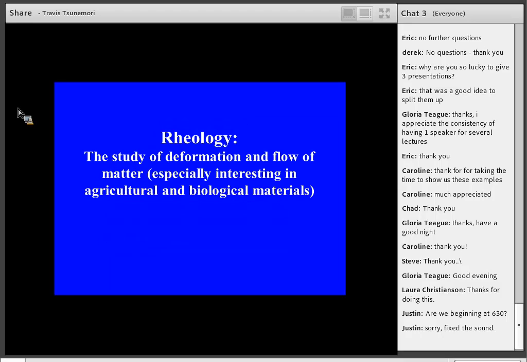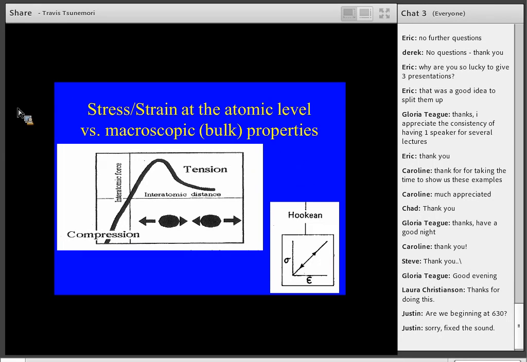So rheology is the study of deformation and flow of matter. And so it is simply what happens to materials as they are subjected to forces and flows. And of course, it's very interesting in biomaterials. So at the atomic level, when you squeeze two atoms together, you see that compression in the lower left, there are forces that actually want to push them apart. Conversely, as you pull them apart, there is a force that is trying to pull them back together.